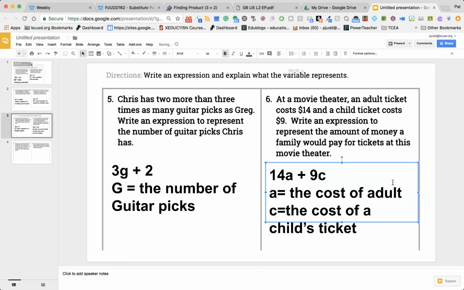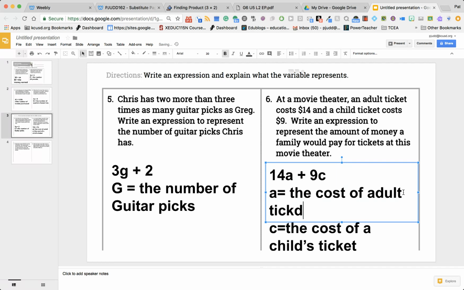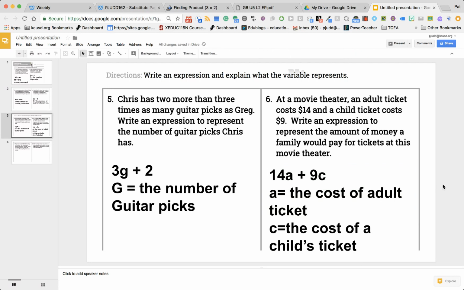So you have your information there. I should put tickets here as well. A is the cost of an adult ticket. And C is the cost of a child's ticket. And depending on how many adults and children are going, is going to be the number that you would multiply the 14 by and the 9 by, and then add both amounts together.